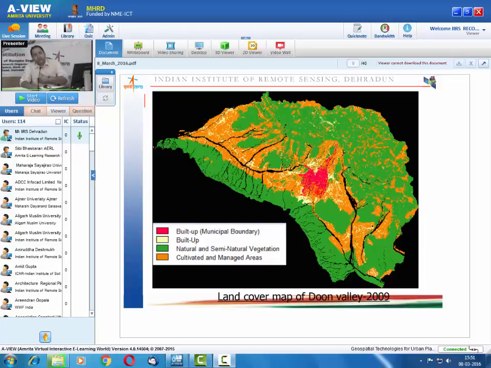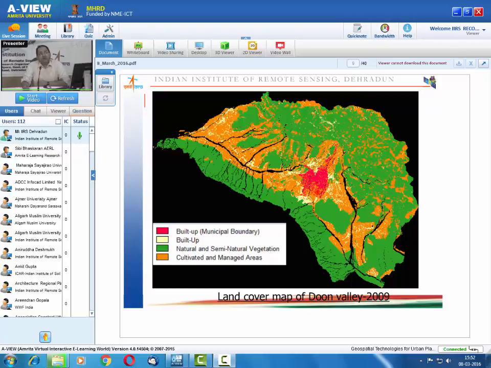So if you take these multi-temporal images and you simply make land cover maps of different time periods, then using these imageries you can easily map the urbanization dynamics. You see the dynamics, that phenomena, easily you can understand it.